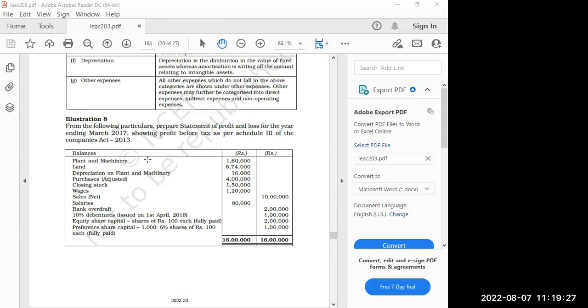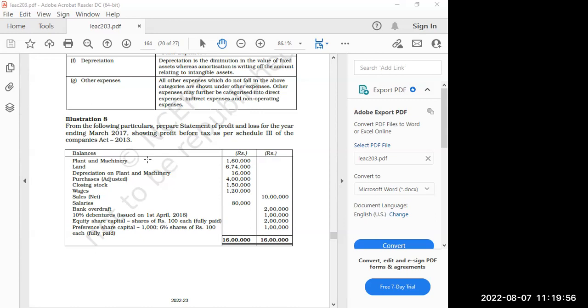Okay. When are you going to prepare the P&L account? March 17. Then when did you borrow this? 1st August, sorry, 1st April. What is the time period from 1st April to 31st March? Exactly 1 year, 12 months. Okay, keep that also in mind. So how much interest do you have to pay? 10% of 1 lakh, 10,000 for 1 year. Keep in mind whether it is paid or not, we don't know. We have to check it.